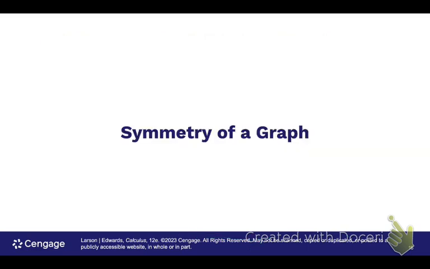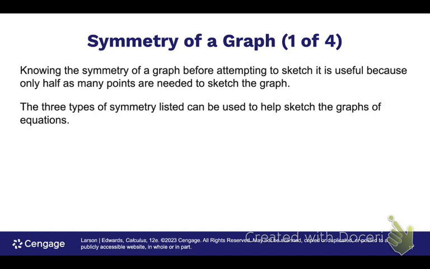Okay, symmetry tests. Knowing the symmetry of a graph before attempting to sketch it is useful because only half as many points are needed to sketch the graph. So if I know it's symmetrical about the x-axis, I can do positive x or positive y values and then just copy it to the negative, right?